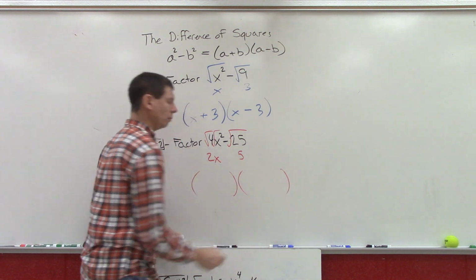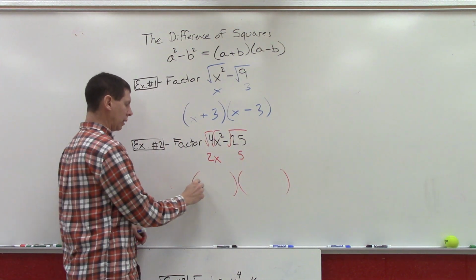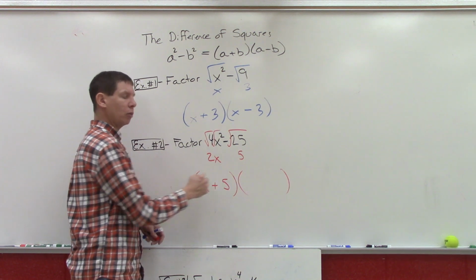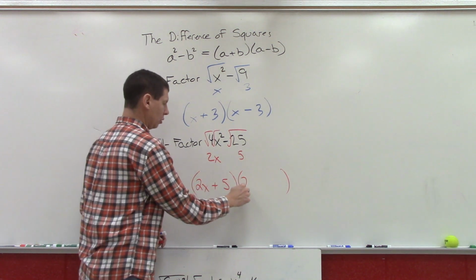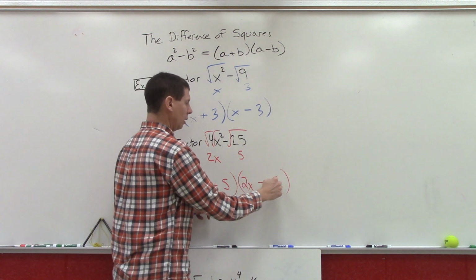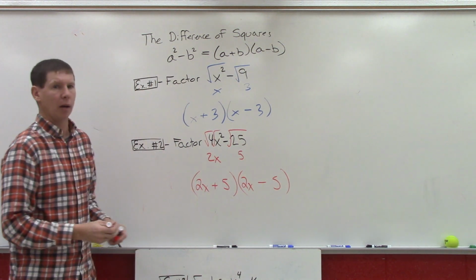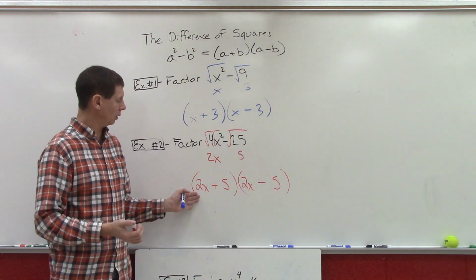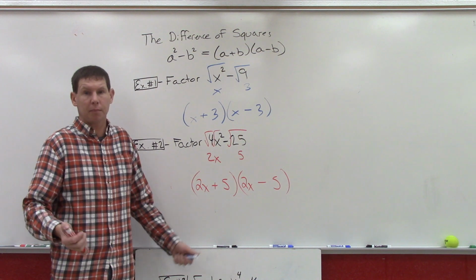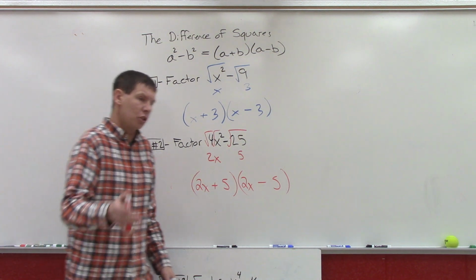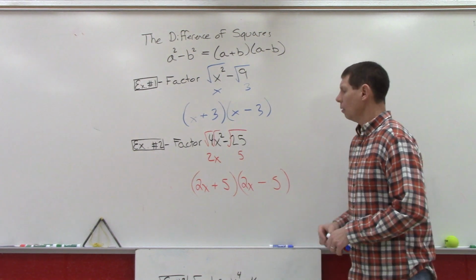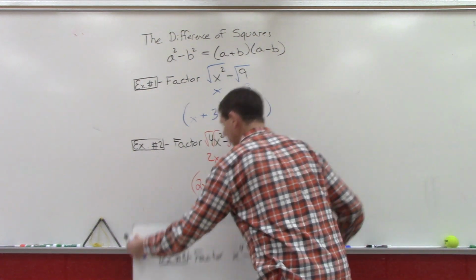So I'm going to write it out. I'm going to say 2x, a plus sign. The next perfect square is a 5. 2x again. Switch our plus sign to a minus sign. And our second perfect square, or I should say our second square root, and we're good. That's it. All right.